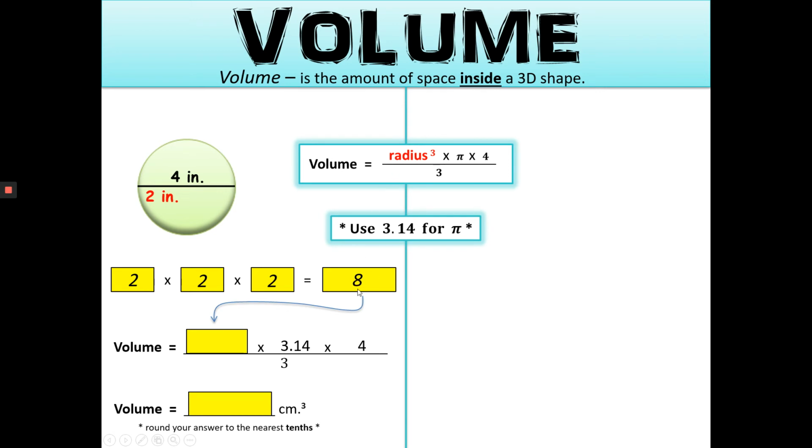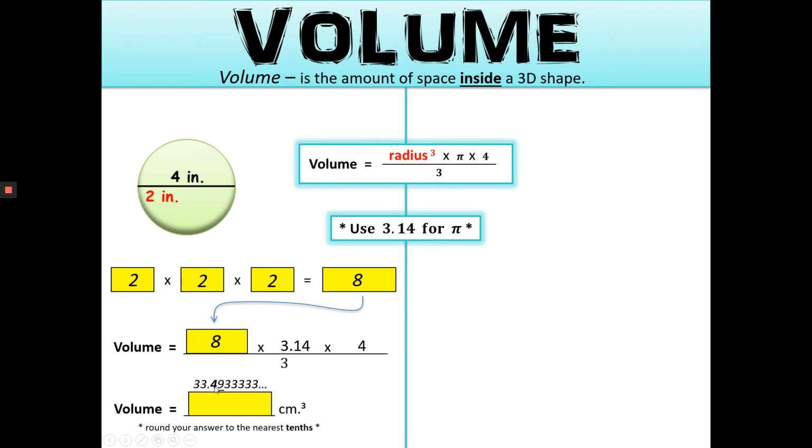So since that's the radius cubed, we're going to put that 8 right into that spot and finish calculating the rest of the volume formula. So we got to do 8 times 3.14 times 4, and then divide that by 3. All right, when you do that, you get this number right here on your calculators. So again, remember, once we're rounding it to the nearest tenth, then that's going to be our final answer.